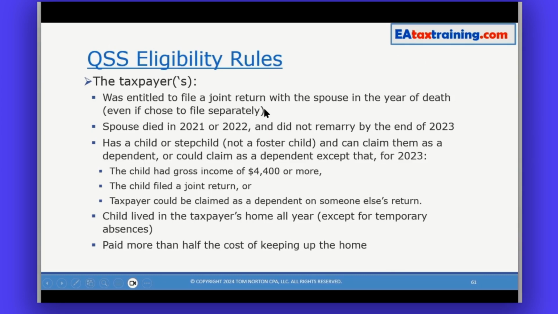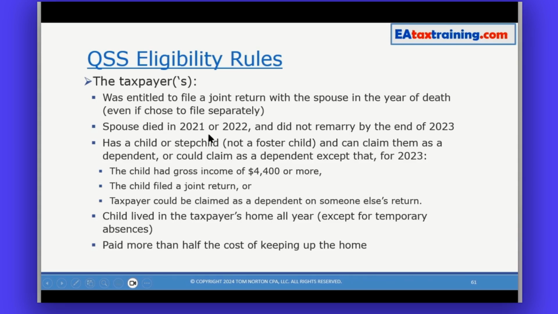First of all, they have to be entitled to file a joint return with the spouse in the year of death, even if they chose to file separately. So as long as they were married in 2022, essentially, then they qualify, as long as they meet the rest of the criteria. They have to meet all of these criteria.